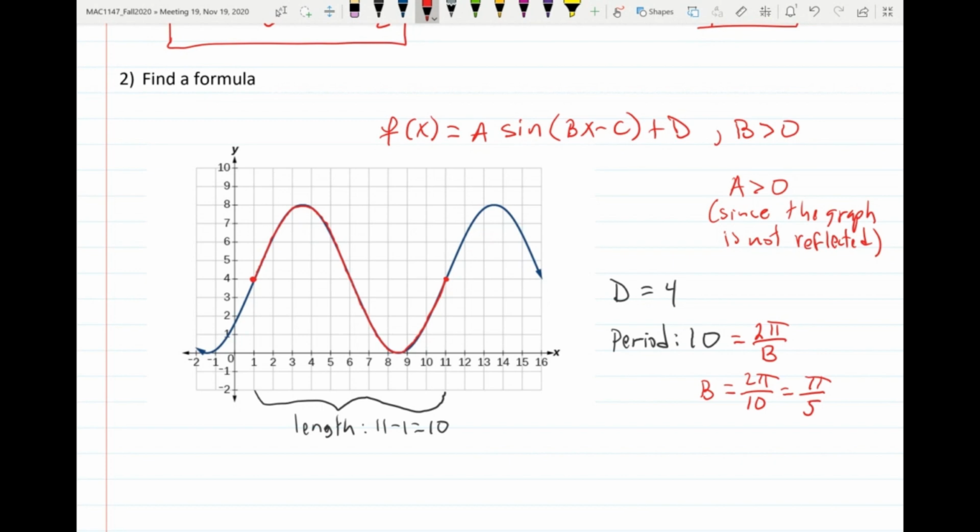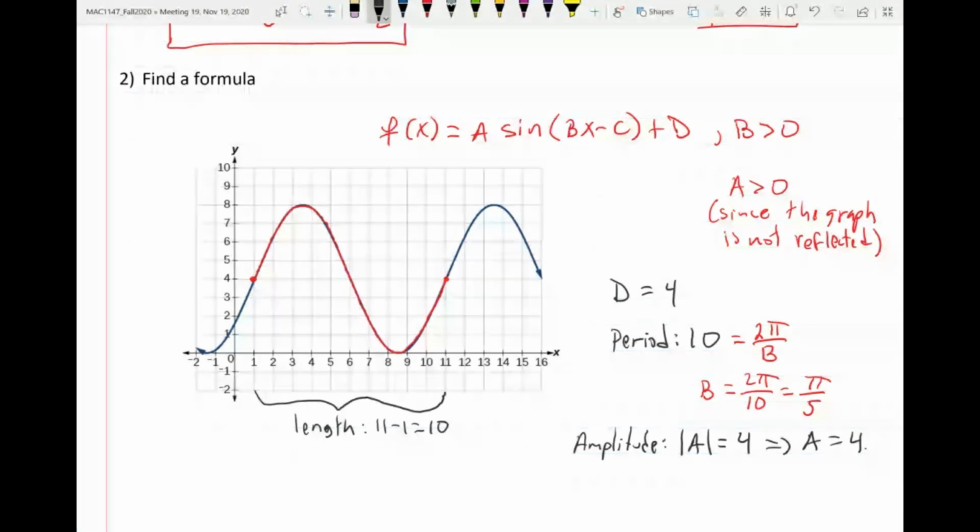Now let's see, what's the amplitude? What is the amplitude? So the amplitude, which is the absolute value of A, is equal to 4, right? So that's the distance between the midline and the highest point. But now we know that A is positive because there is no flipping. So this tells you then that A is equal to 4. So we know A, B, and D. We just need to figure out C. And for that, we need to talk about phase shift.